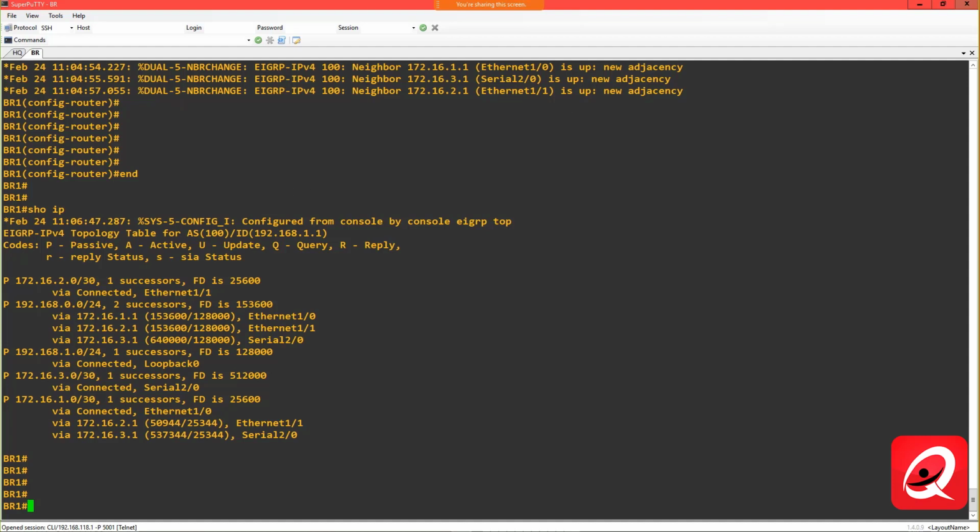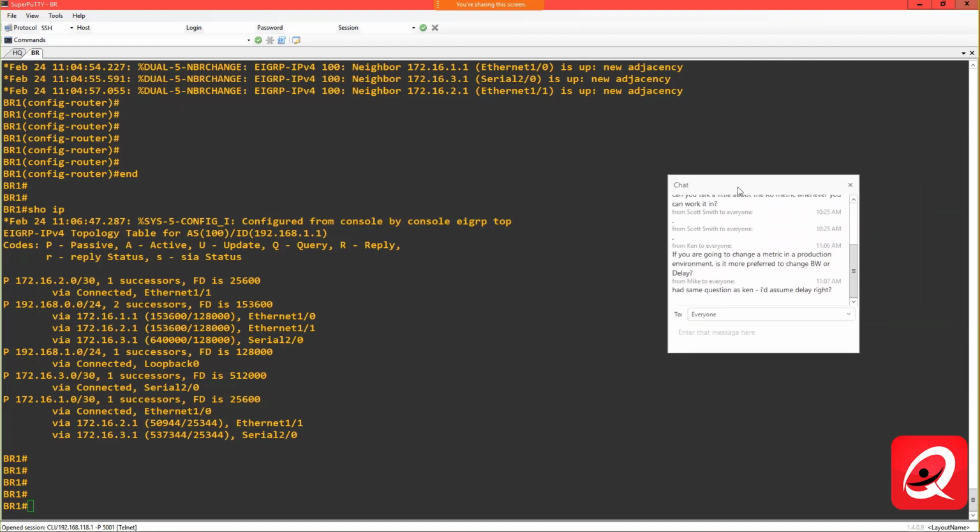We got a chat message here. Let's see what it says. If you're going to change a metric in a production environment, is it more preferred to change bandwidth or delay? I would suggest delay, and again, because delay is on essentially a per hop basis, based on the exit interface.